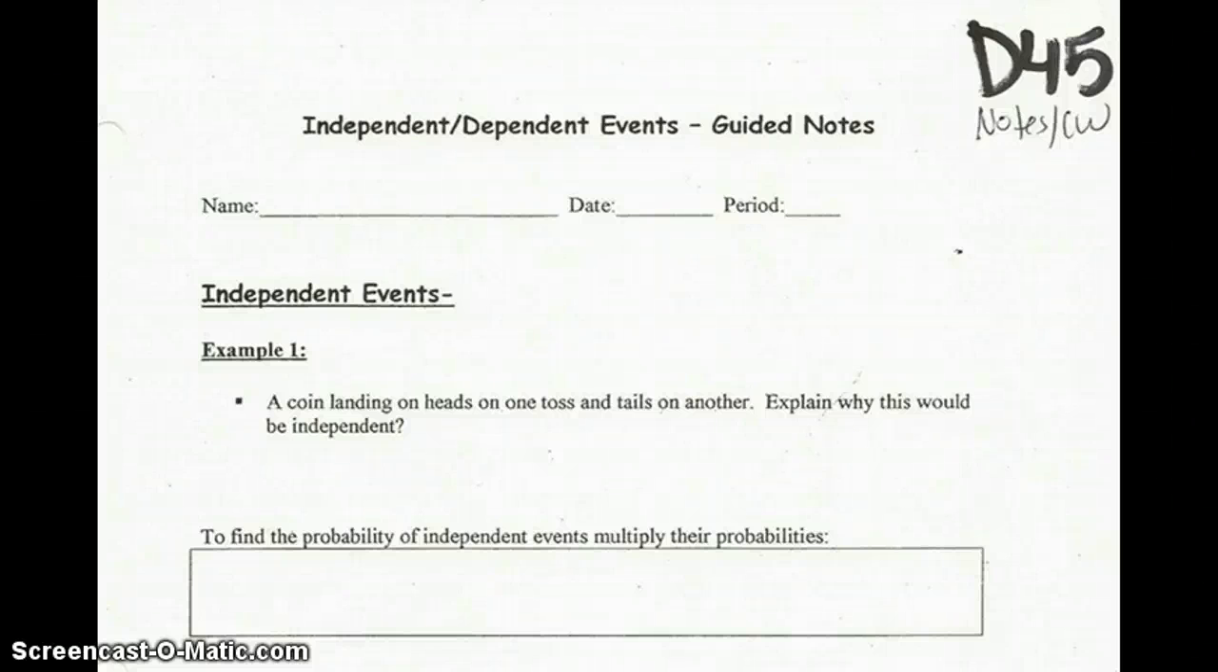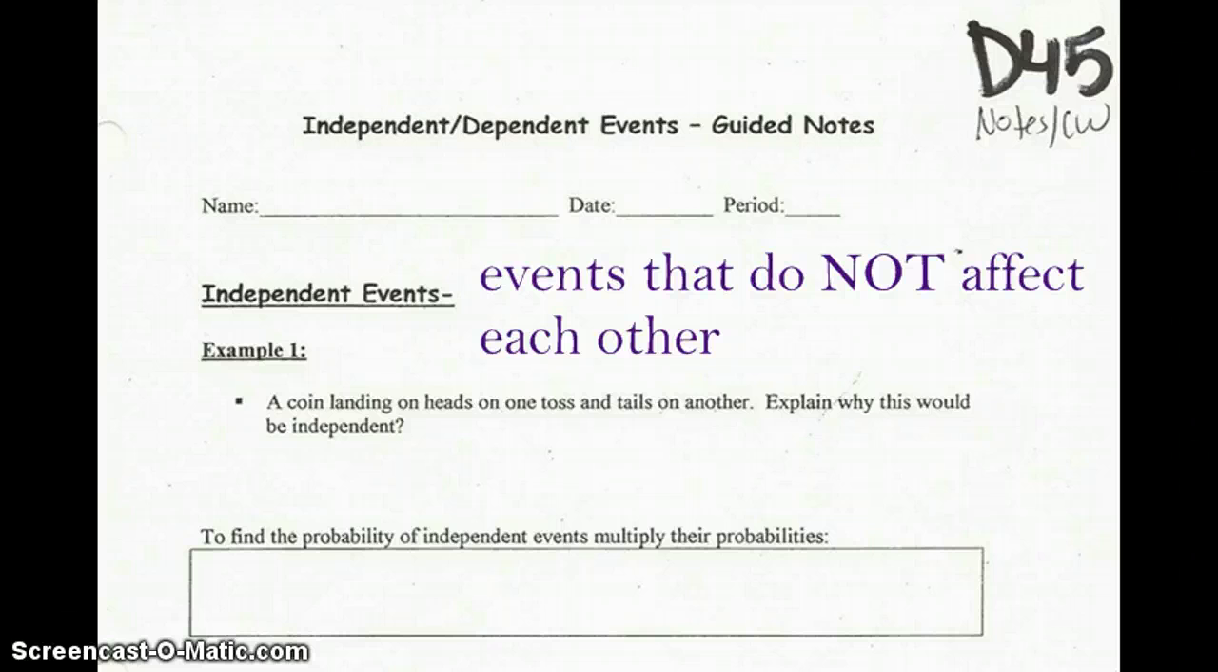These are the D45 independent and dependent events guided notes. Independent events are events that do not affect each other. So when you're talking about the probability of two independent events, their probabilities don't have an effect on each other. The probability of the first event has nothing to do with the probability of the second event.